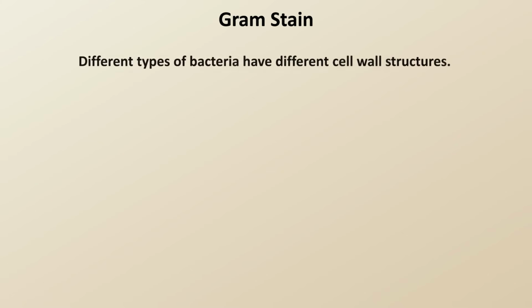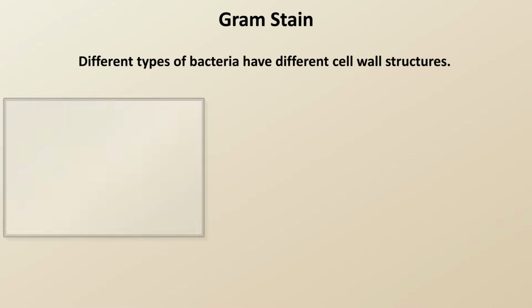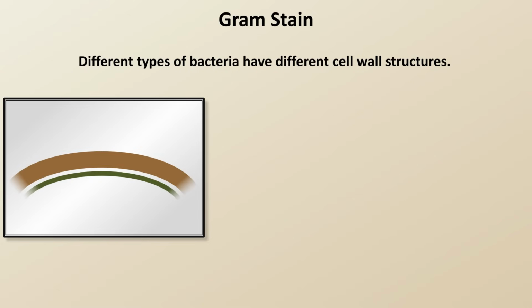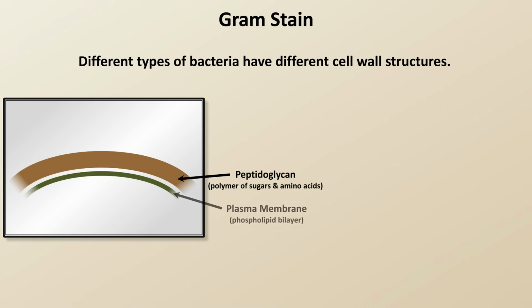Let's talk about gram staining for a few minutes. The gram stain depends upon the fact that different types of bacteria have different cell wall structures. Most bacteria fall into one of two categories. In the first, the outer boundary of the cell is defined by a thick wall of peptidoglycan, which is a polymer of sugars and amino acids. Just inside the peptidoglycan is a thin plasma membrane, which is, as most plasma membranes, composed predominantly of a phospholipid bilayer.